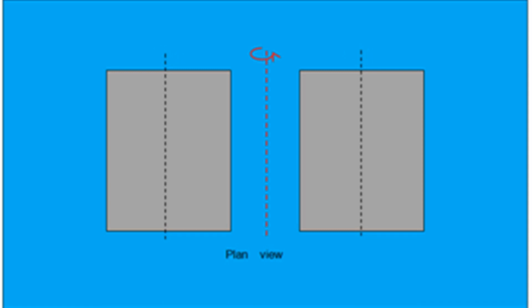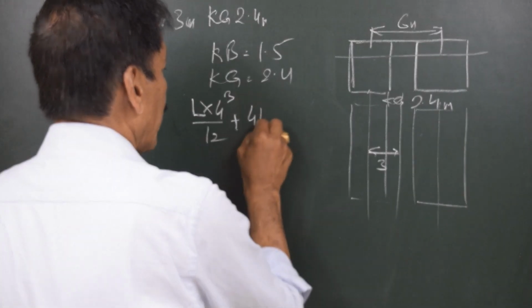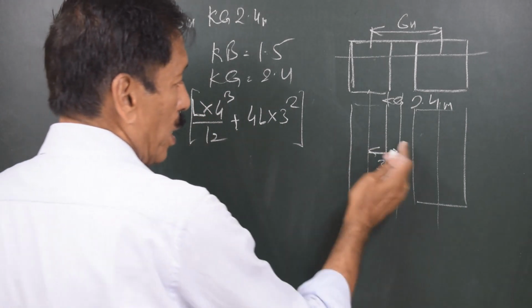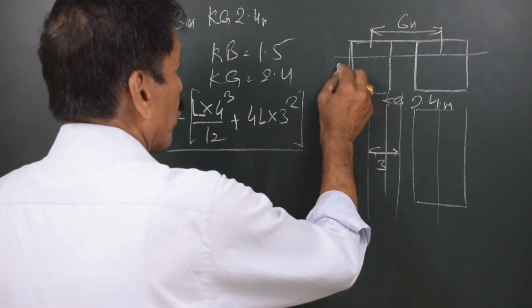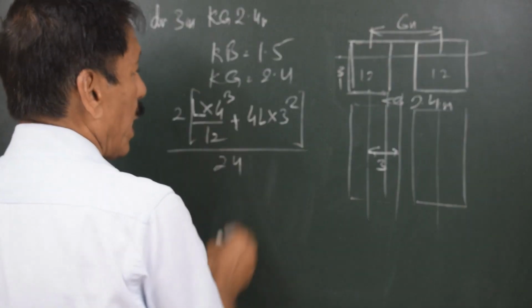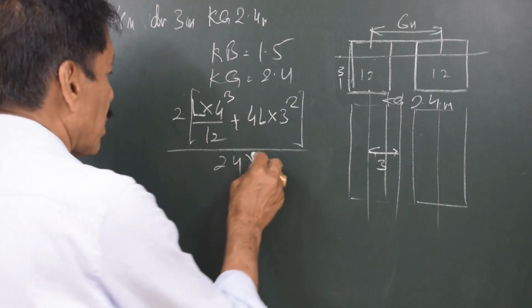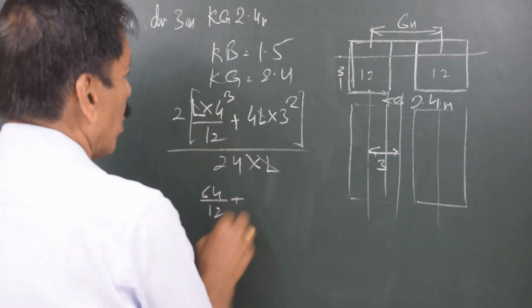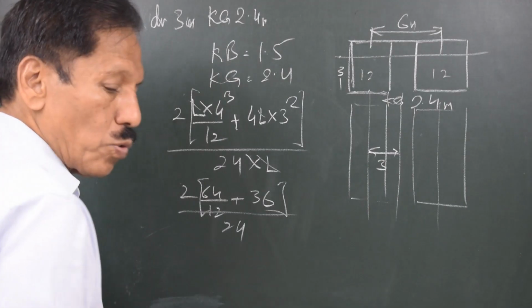So the moment of inertia as it is transferred from own centroid to the common center line will be A D square, that is 4L, that is the area, into 3 square. But this moment of inertia has to be considered from both the sides, from here as well as here. The total moment of inertia divided by the underwater volume. And underwater volume, look at the graph, 3 meters and breadth 4 meters, 12. Over here 12, over here 24 is the area. So multiplied by length, 24L is the underwater volume. So L gets cancelled like last question. This is 64 divided by 12 plus 36, the whole thing multiplied by 2 divided by 24. This is going to be the BM.